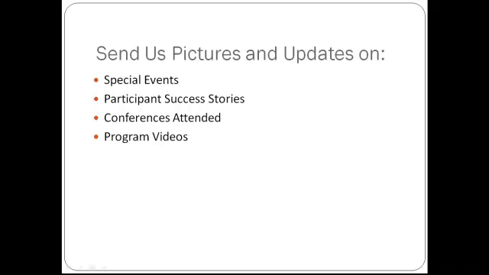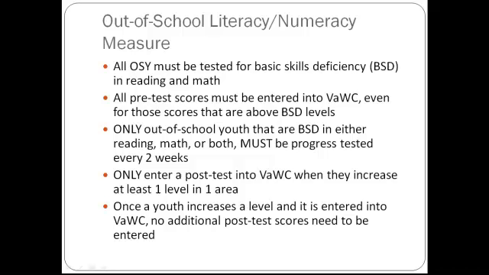We wanted to reinforce guidance on the out-of-school literacy and numeracy measure. Remember, all out-of-school youth must be tested for basic skills deficiency. All pretest scores must be entered into VOS, even for those scores that are above basic skills deficient levels. Only out-of-school youth that are found to be basic skills deficient in either reading, math, or both must be progress tested every 2 weeks. Only enter a post-test score into VOS when they increase at least one level in one area. Once a youth increases a level and it is entered into VOS, no additional post-test scores should be entered.